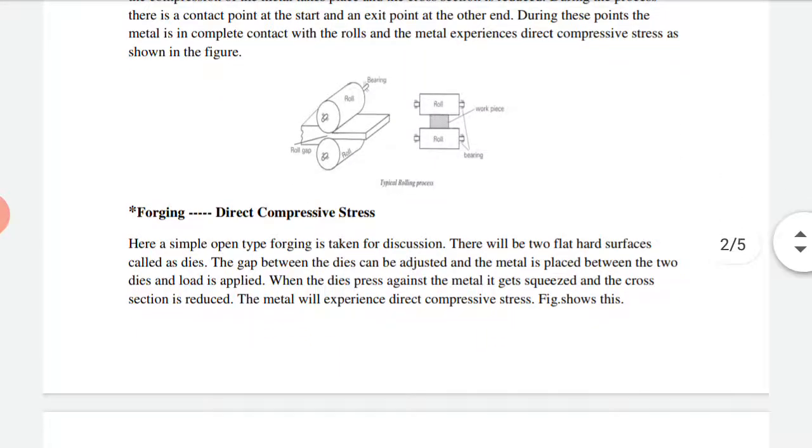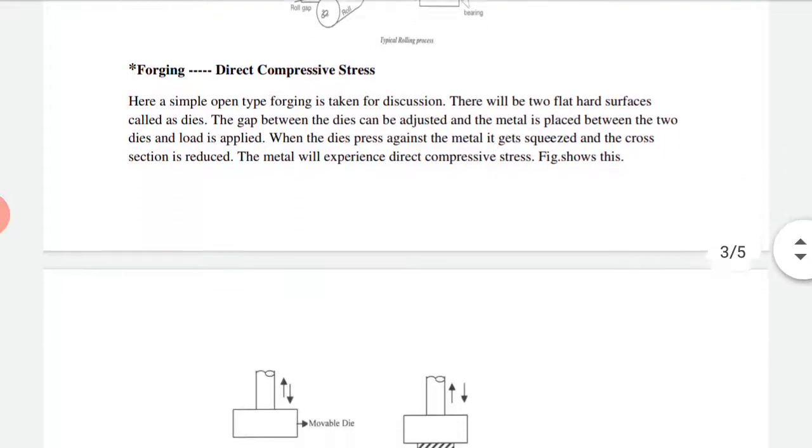Forging. Direct compressive stress. Here a simple open type forging is taken for discussion. There will be two flat hard surfaces called dies. The gap between the dies can be adjusted and the metal is placed between the two dies and load is applied. When the dies press against the metal, it gets squeezed and the cross section is reduced. The metal will experience direct compressive stress.